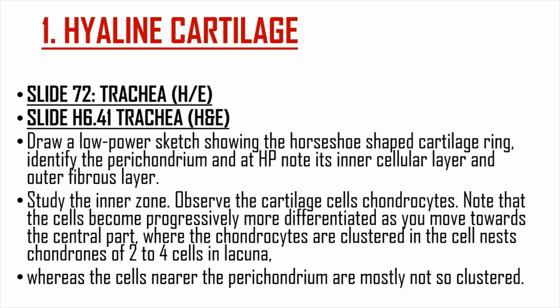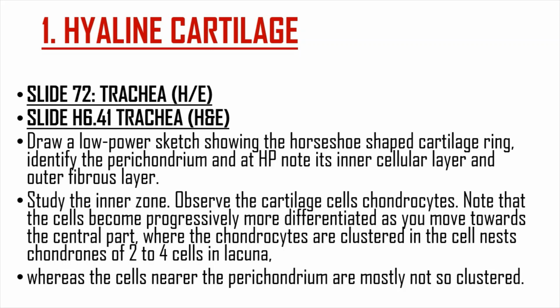So your task is to draw a low power sketch showing the horseshoe shaped cartilage ring. Then you identify the perichondrium, and then at high power, note its inner cellular layer and outer fibrous layer. Number 2, you study the inner zone where you observe the cartilage cells that are called chondrocytes.